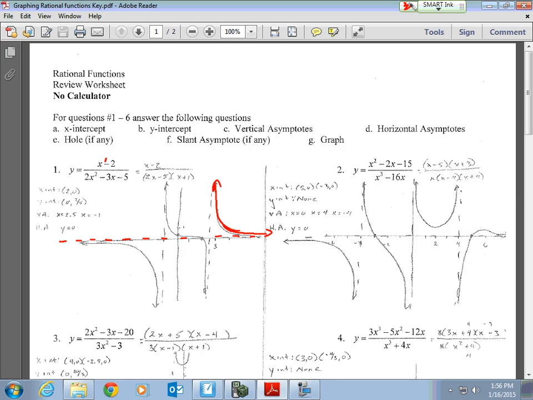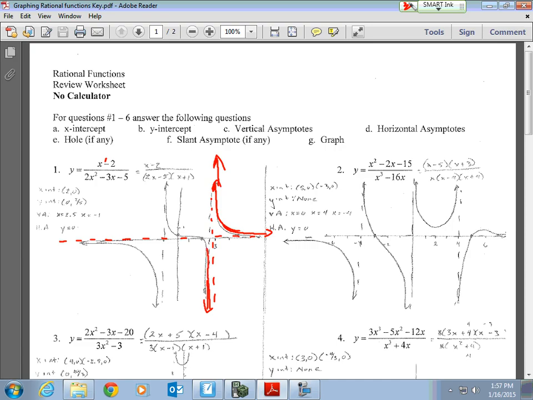When I move from the right-hand side of that vertical asymptote to the left-hand side of that vertical asymptote, my y values will switch direction. If it went to positive infinity on the left, it will go to negative infinity on the right, and vice versa. It went to positive infinity on the right, so it will go to negative infinity on the left. So I know it comes from negative infinity, and it follows along that asymptote.